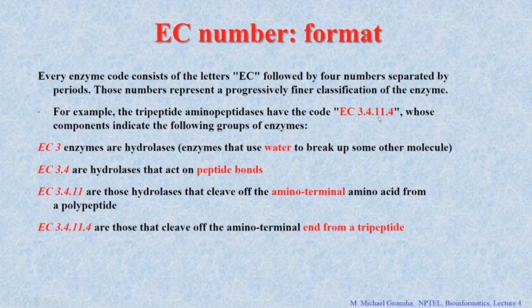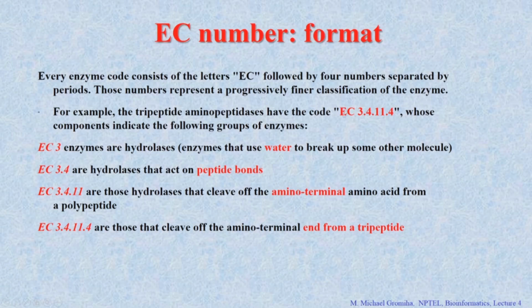Now, for enzymes the database gives 4 different numbers. This is called the enzyme commission number, and it has 4 numbers separated by dots. For example, here I mentioned EC 3.4.11.4. Each number and each classification has a meaning. If you see this one, EC 3.4.11.4, it means a specific type of enzyme.